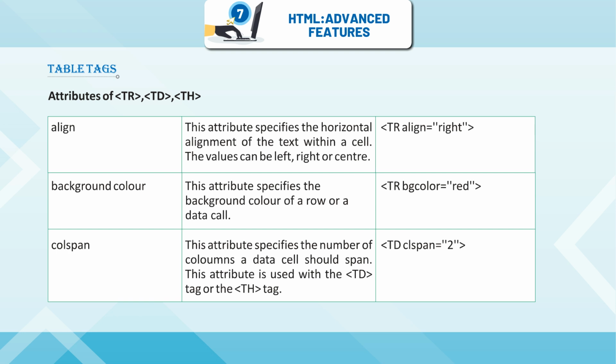Background color. This attribute specifies the background color of a row or a data cell. Open TR tag, bgcolor equals "red" in double quote. Colspan. This attribute specifies the number of columns a data cell should span. This attribute is used with TD tag or the TH tag. Open TD tag, colspan equals "2" in double quote.